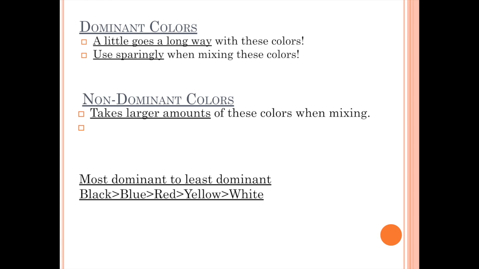Okay, so let's talk about dominant and non-dominant colors. Remember, you're writing down everything that's underlined. So you're going to write down dominant colors: a little goes a long way. Use sparingly. Non-dominant colors take larger amounts. Okay, so your most dominant to least dominant colors: your most dominant color is black, followed by blue, then red, then yellow, and last will be white. And we're only going to be using our primary colors with black and white for painting.